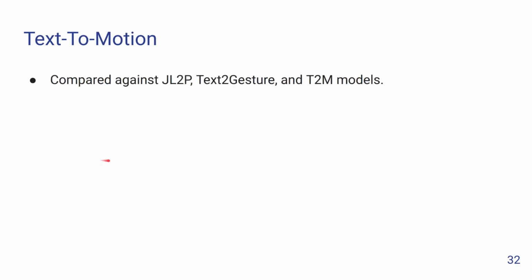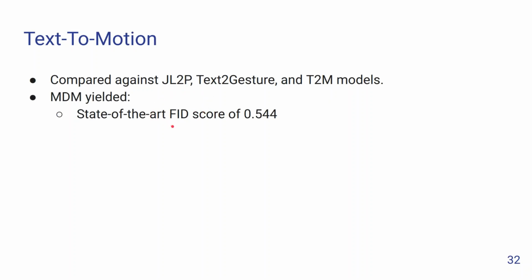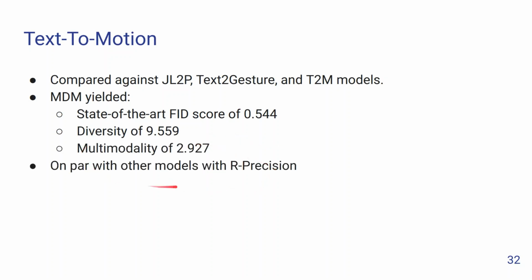So now that we got the metrics out of the way, the first experiment is the text to motion, which is the task of generating motion given an input text prompt that Ron described earlier. And this model was compared against 3 other baseline models here, JL2P, text to gesture, and T2M model. And the MDM yielded a state-of-the-art FID score of 0.544, a diversity of 9.559, multimodality of 2.927, and it was on par with other models in terms of R precision, meaning it did not achieve the best R precision score, but it performed really well compared to these 3 models here.